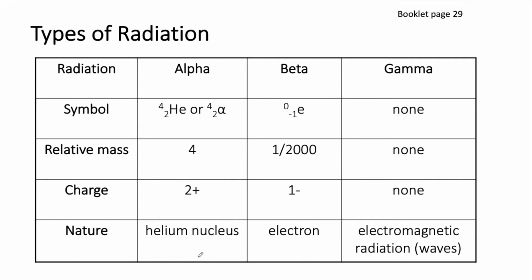And that is because the release of alpha, from its nuclide notation, we can say that it has a relative mass of 4. Its charge is plus 2. It is the same in nature as a helium nucleus. Our beta particle is similar in nature to an electron, and it has a mass of approximately 0, so 1/2000th of a mass unit. It's negatively charged.